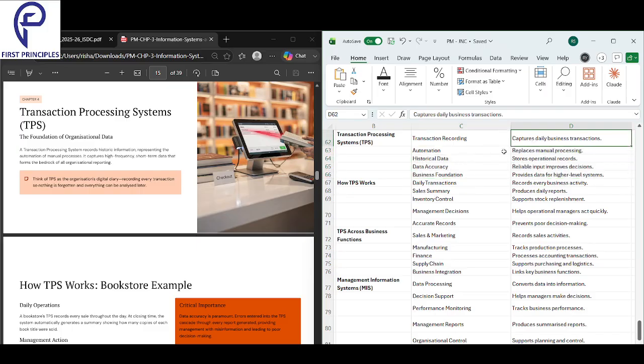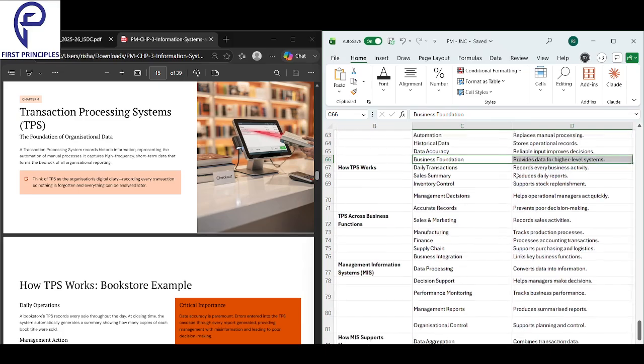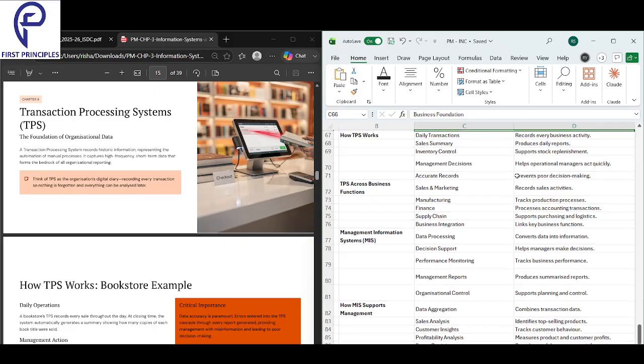It captures daily transactions. It replaces manual processing. It's around historical data. It ensures the data is recorded in a very strong way, and it's the foundation of all high-level decision making, right? Your daily transactions eventually over a month give you data for high-level decisions. Now, the transaction processing system will be used by whom, guys? Which level? Operational level, has to be operational level, right?